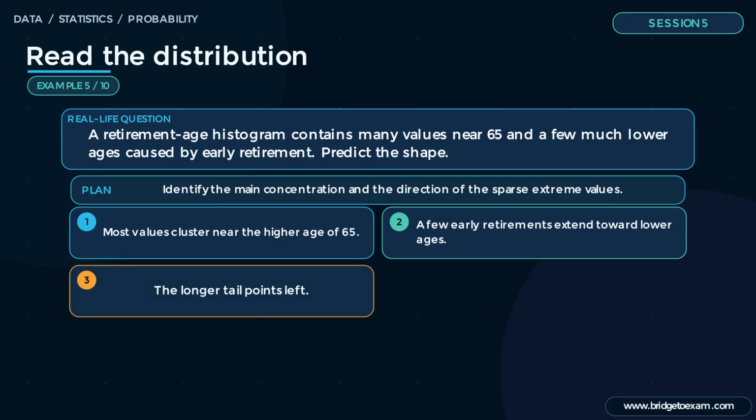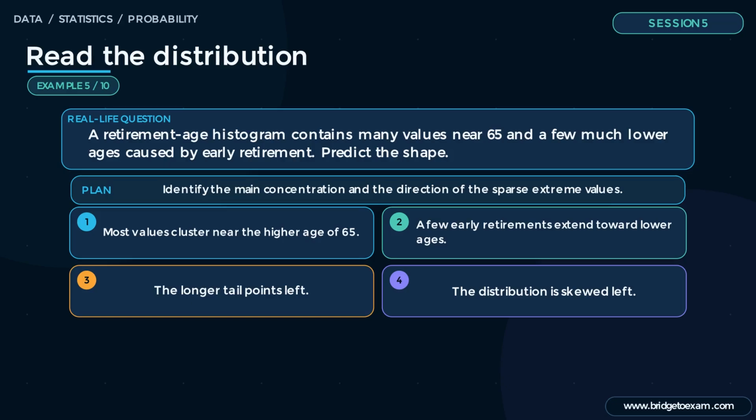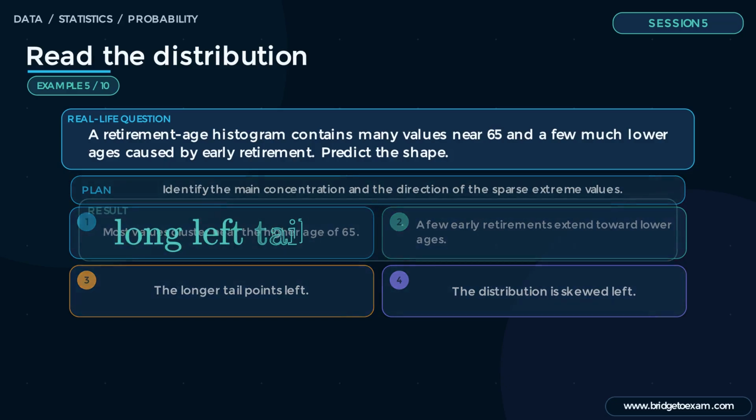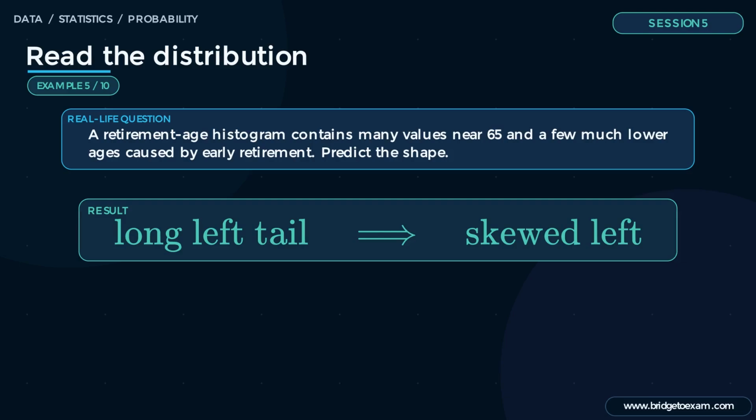Step 4. The distribution is skewed left. Quick check. A left tail means skewed left, even though the tallest bars are on the right. This matters in real life because pension planners study the full distribution rather than relying only on a typical retirement age.